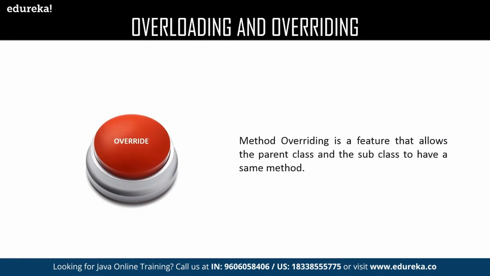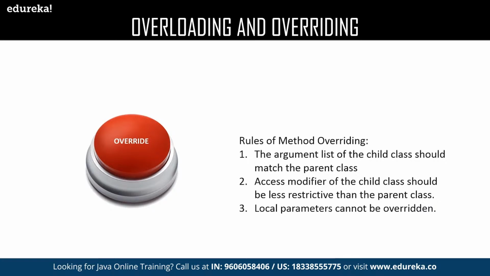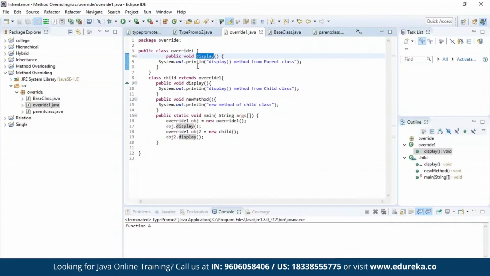Method overriding is a process where both the child and parent classes have the same methods. There are also some rules for method overriding which say the argument list of the child class should match the parent class. The second one is access modifier of the class should be less restrictive than the parent class. And the third one is local parameters cannot be overridden. Local parameters in the sense the parameters with access modifiers as private, static, and similar ones. Let us see each one of these rules practically.